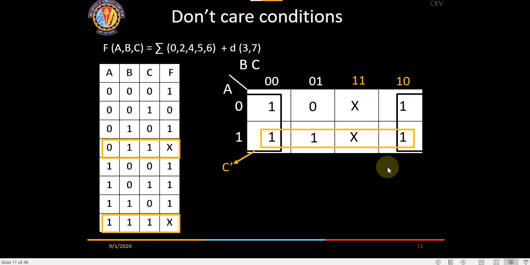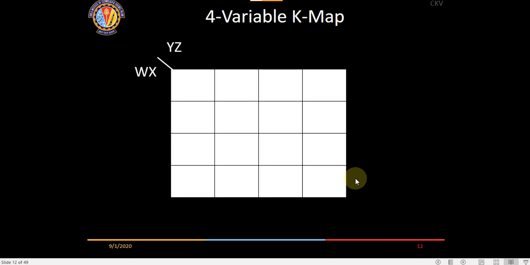Don't care is like a joker in your rummy. When you play rummy, you have that joker, it can go anywhere. It's the same thing here. It's the joker in the pack, you may ignore it or you can use it to your advantage. That's all. So the final expression for this will be one is C bar and one is A. So it will be C bar plus A. Is it okay?